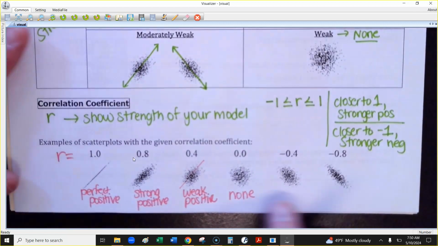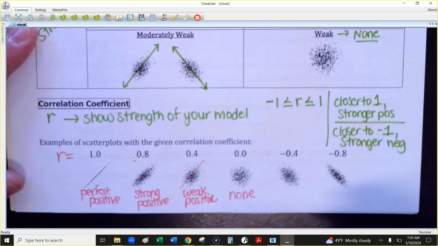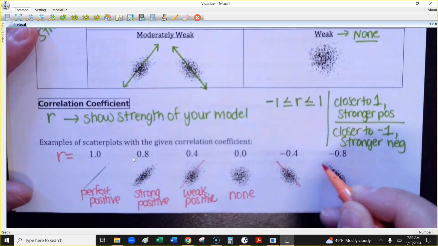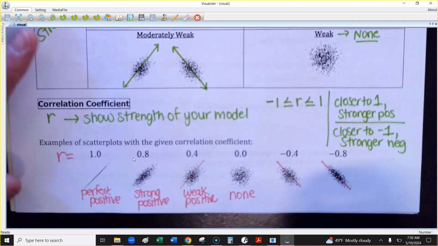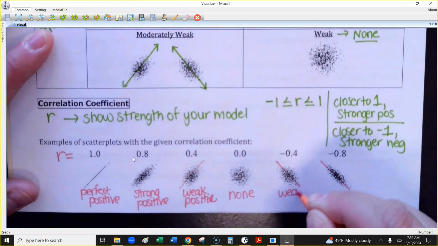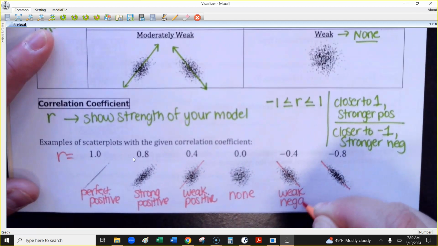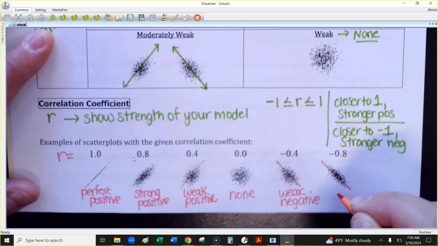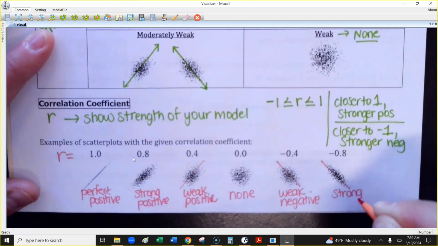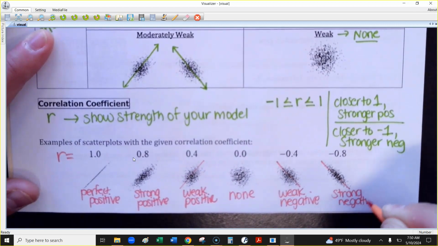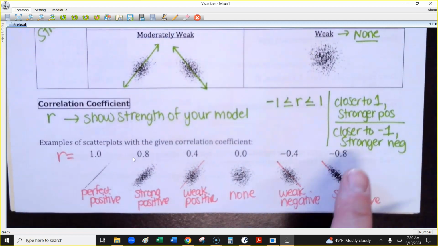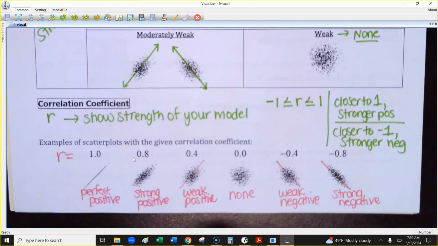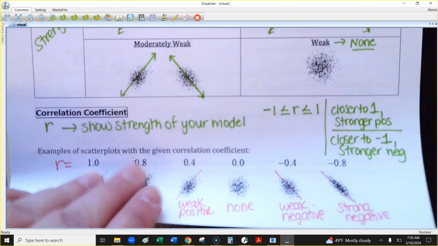Then the only difference here, these just have a negative R value. So that just means the direction is going to the other side. The strength would be the same, it's just negative instead. So this one would be a weak negative, and then this one would be a strong negative with a -0.8. And I didn't write the perfect one, but if we had a perfect line like we did on this one, we could have a -1, and that would give us a perfect negative.